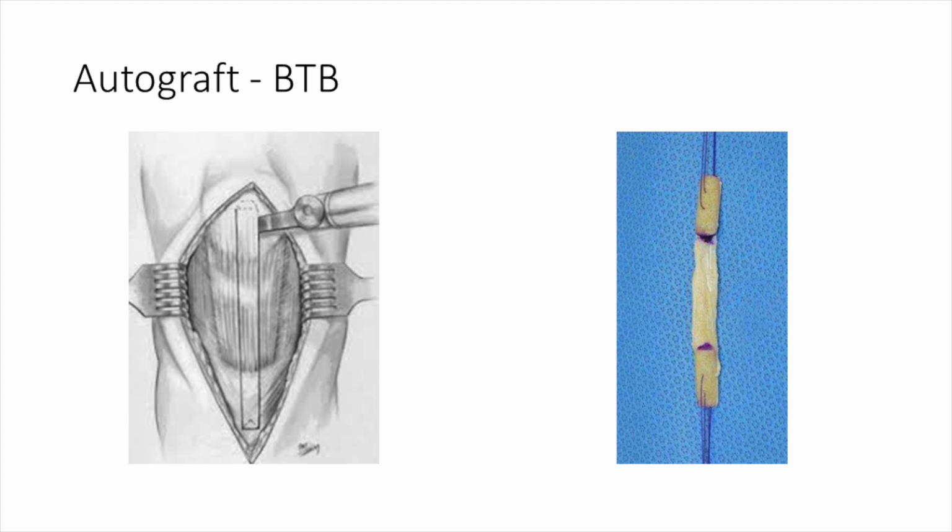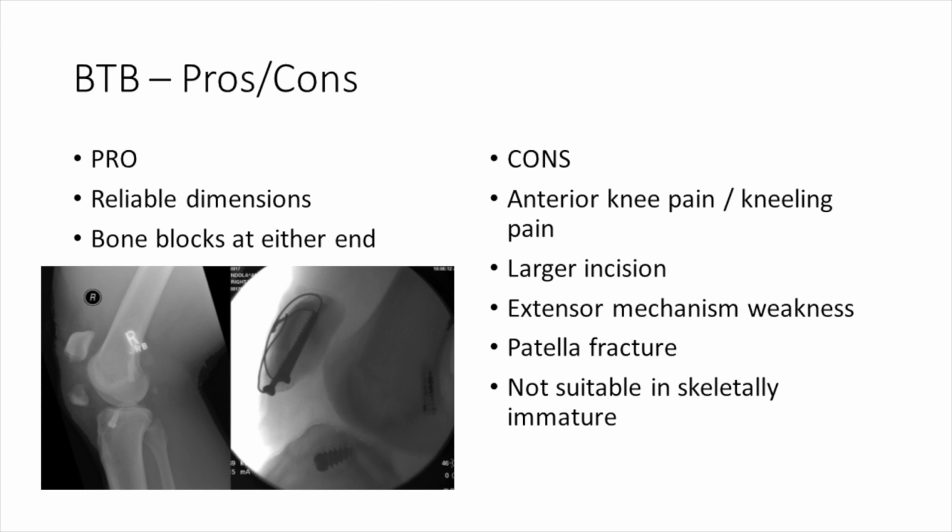Amongst the autografts, bone patella bone was probably the first used. In the US, it's probably still the most commonly used and is held up as the gold standard. It's harvested through a midline incision and yields a tendon with bone blocks at either end. You know what you're going to get. You can harvest a graft of about 1 centimetre in length. Those are reliable, and you've got bone blocks at either end for incorporation into your bone tunnels.